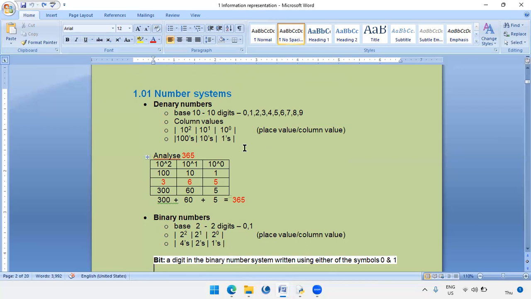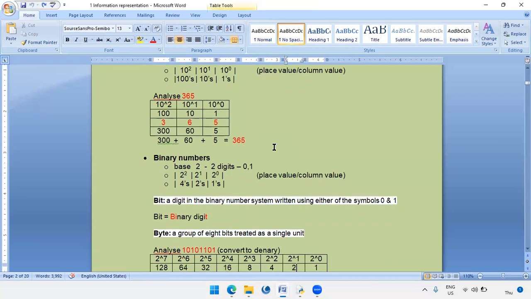What is the highest digit possible in denary? Listen carefully to the question. What is the highest digit? Or what is the highest value in one's column? The highest digit out of the 10 digits is 9. So 10 minus 1. The base minus 1.